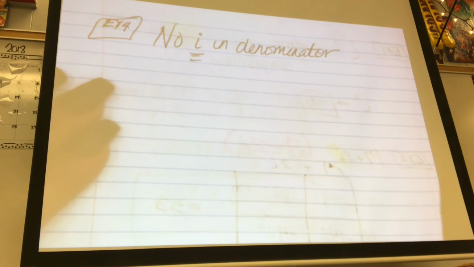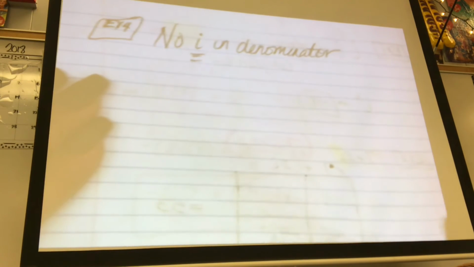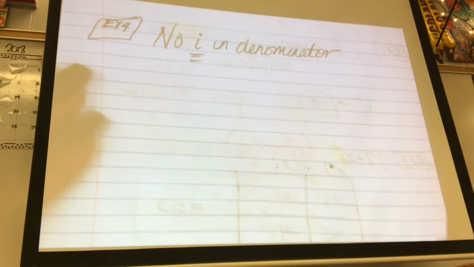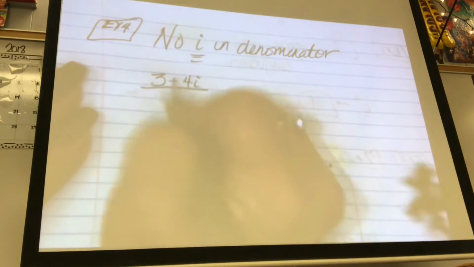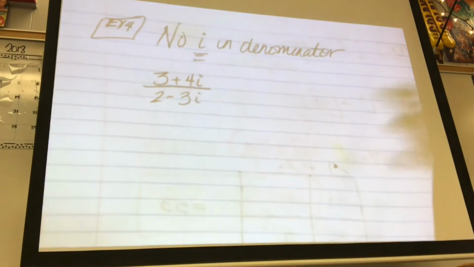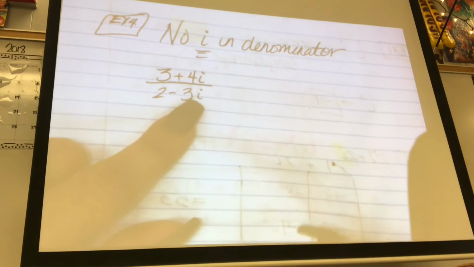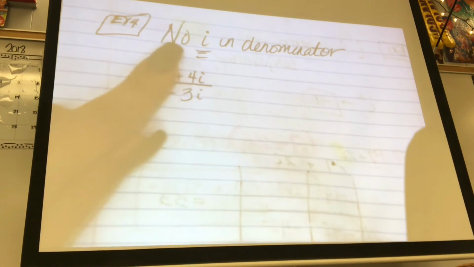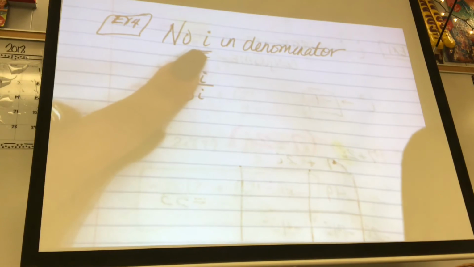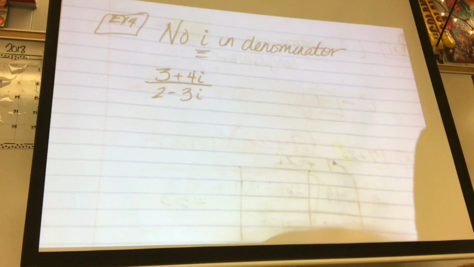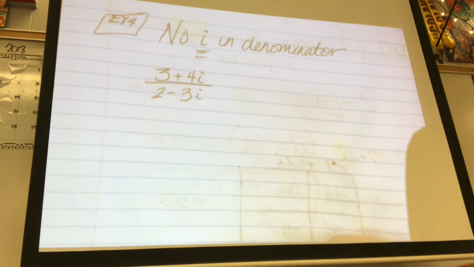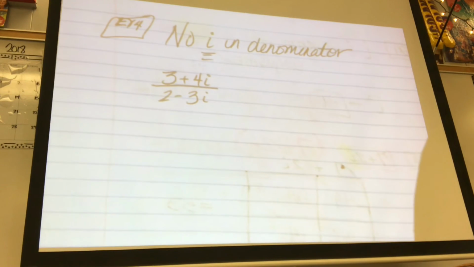You can have i squared, but what is really i squared? Thank you. Just checking. All right, so if I have 3 plus 4i over 2 minus 3i, am I allowed to have an i in the denominator? Am I allowed to have an i in the numerator? Yes. Is 0 allowed to be in the numerator? Is 0 allowed to be in the denominator? No, so it's the same rules for 0.